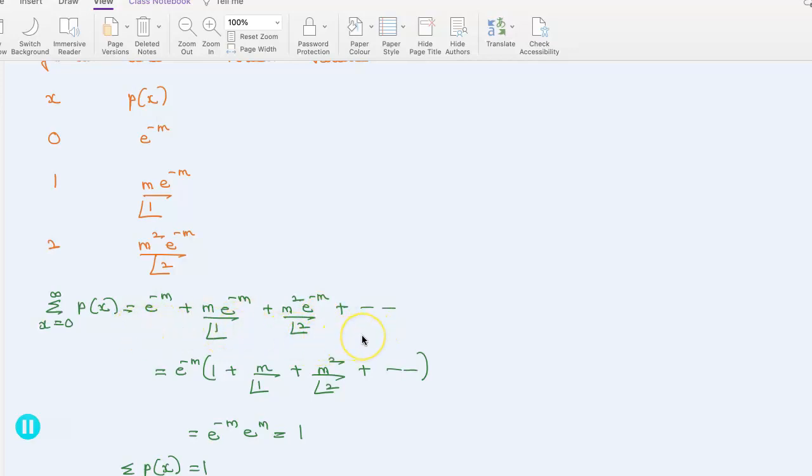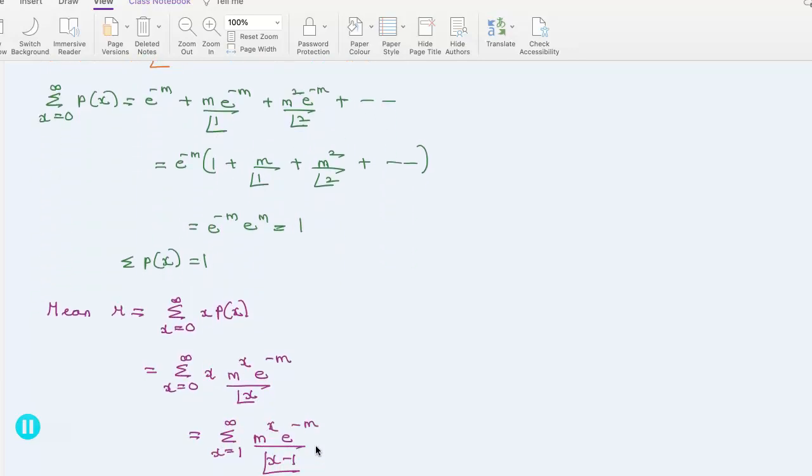Can we take out e raised to minus m common? Yes. So it becomes e raised to minus m into 1 plus m by 1 factorial plus m squared by 2 factorial and so on. This is nothing but e raised to m. So it is e raised to minus m into e raised to m, which is 1. So summation px is 1.